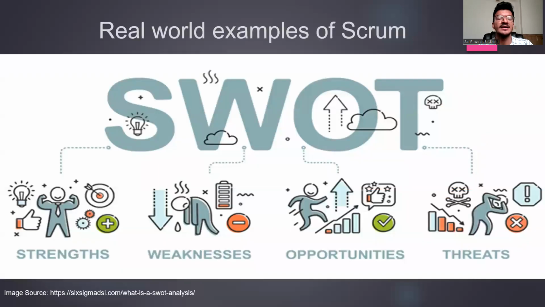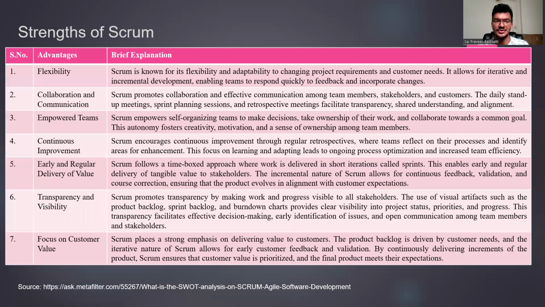Now, the SWOT analysis. SWOT analysis means strengths, weaknesses, opportunities, and threats. What are the real world examples of Scrum? The SWOT analysis will show us.